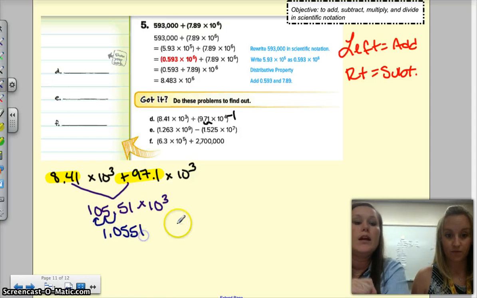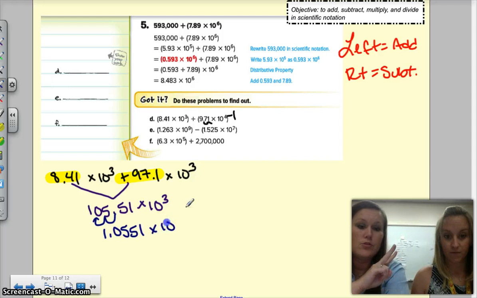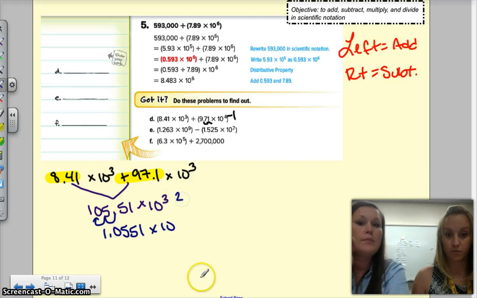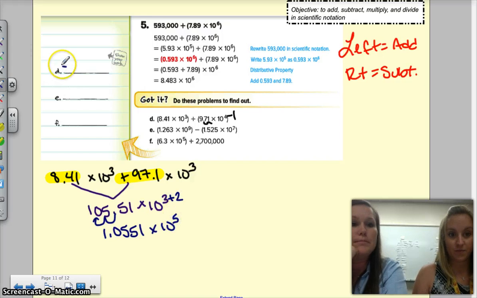Okay, so it's 1.0551. And I moved 2 places left, so check my chart. So something with a 2. I'm going to add because I moved left. So it's going to be 10 to the 5th. Write it on the line.